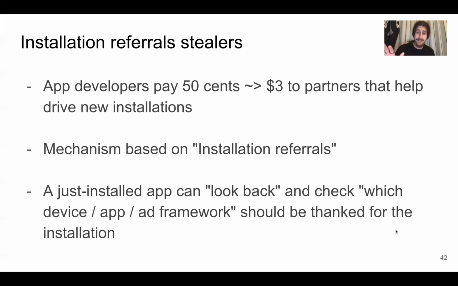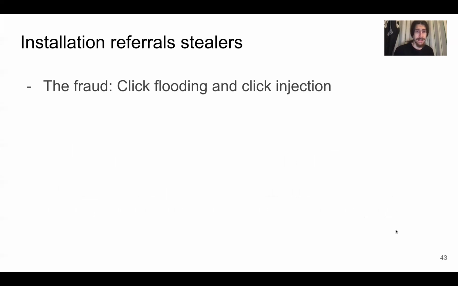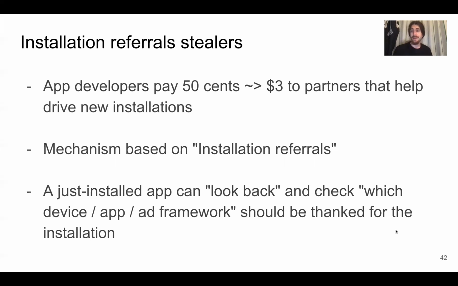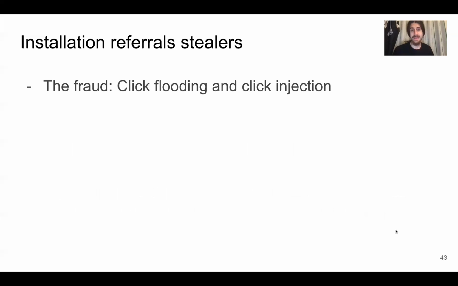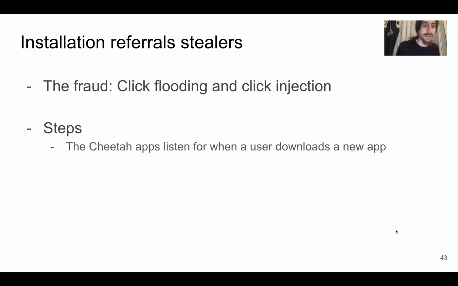Now, when application X starts, you can basically look back and check which device, app, or framework should be thanked for the installation. And the way it works is that the application X tries to understand which was the app that led to this. And in a benign case, this check would lead to the app that actually led the application to be installed. But in a malicious case, this is not the case, where you can have a fraud called click flooding or click injection, where the malicious app tries to convince the application that was just installed that, oh, it's thanks to me that you were installed. Maybe it's not true. Okay, so these were the steps.